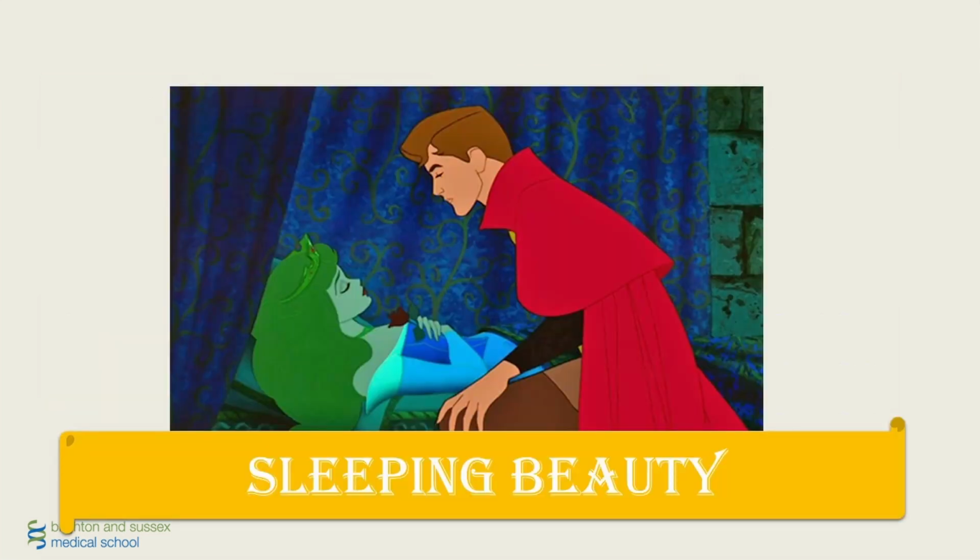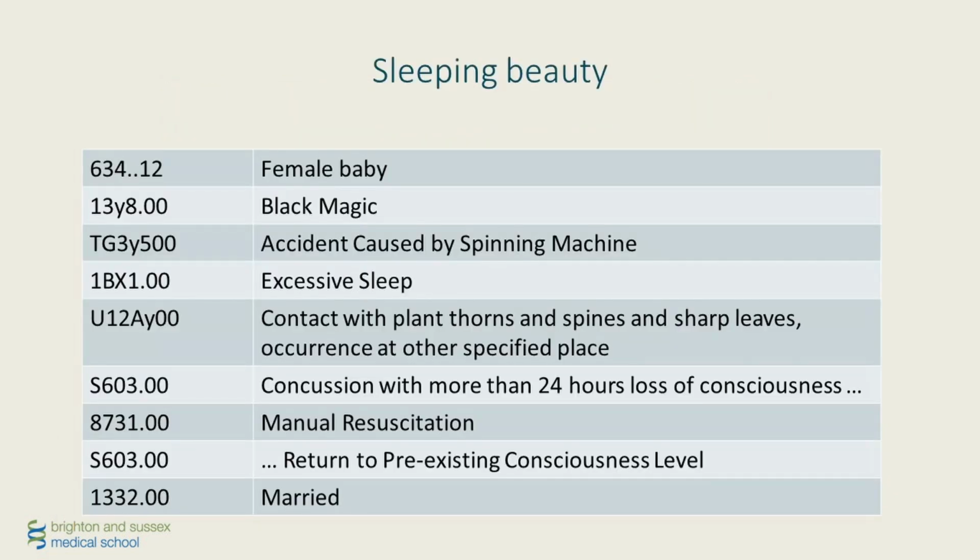So if we go to the next slide, you can see how, it wasn't me, by the way, but a colleague constructed the Sleeping Beauty story using READ codes. Female baby, black magic, accident caused by spinning machine, excessive sleep, contact with plant thorns, spines, or sharp leaves, occurrence at other specified place, concussion with more than 24 hours loss of consciousness, manual resuscitation, return to pre-existing consciousness level, and married, which it seems to be how every single fairy tale ends.